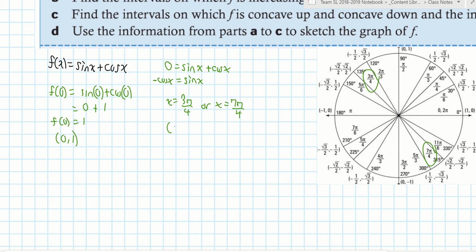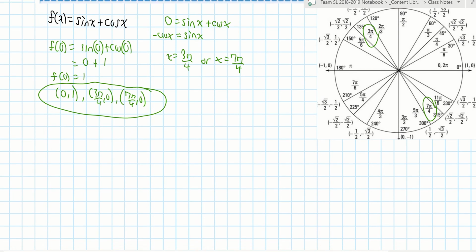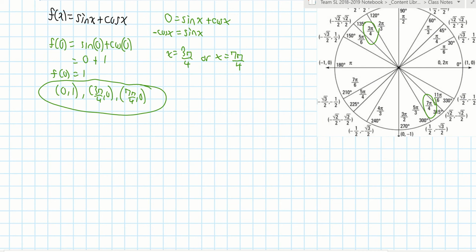Now again, this represents my intercepts. So I got 0, 1, then I have 3 pi over 4, comma 0, and then I have 7 pi over 4, comma 0. So these are my intercepts that I need. All right, so first big information down. Now we must find the extrema. Let's go ahead and continue.